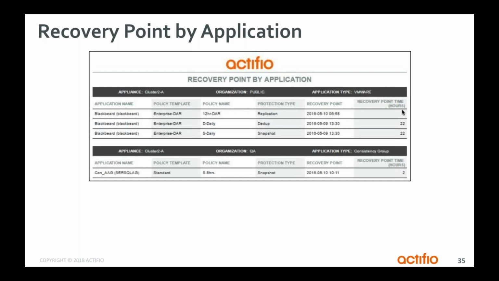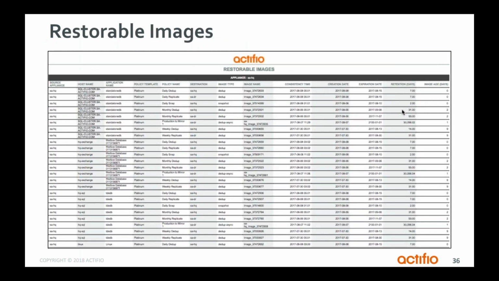Great report for RPO. In conjunction with that, Restorable Images is one that I also like. I find that this one's going to tell me all of the images that exist everywhere. What's in my snapshot? What log captures do I have? Dedups, OnVault. Wherever I have an image, it's going to show me those images and the retention period, how much it's aged out, all of the information that I need to know to say, okay, where are images that I need?